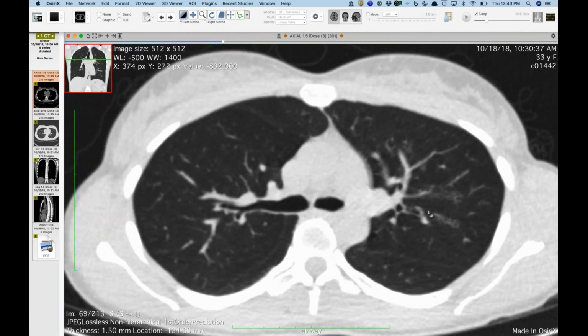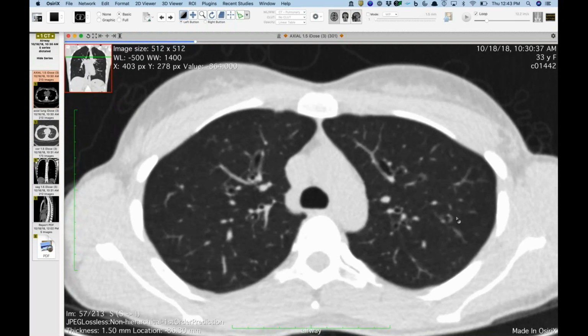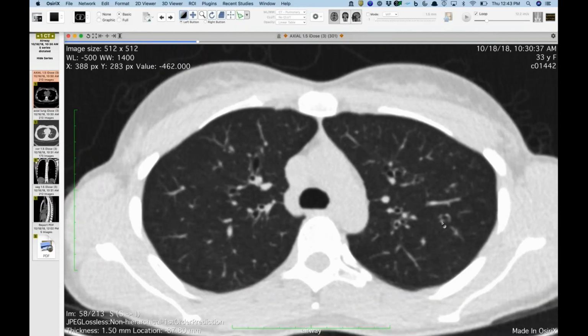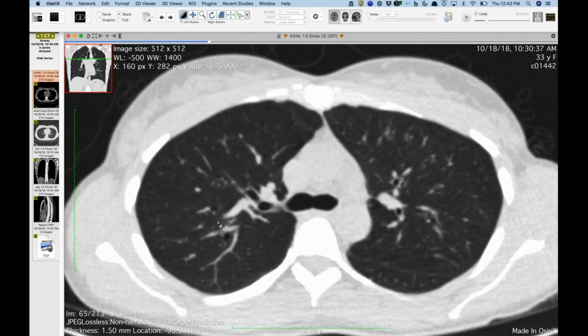Yeah. And she's not a smoker? Not that we know. It's very limited history. Okay. So it's just a weird look with these little shaggy airways.